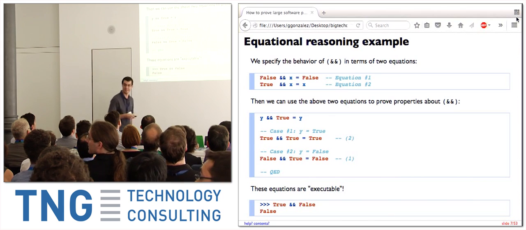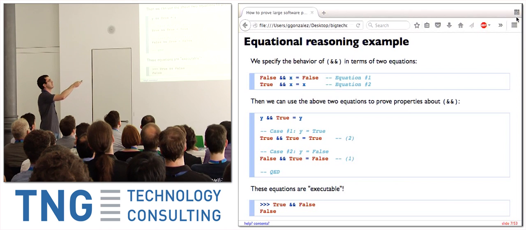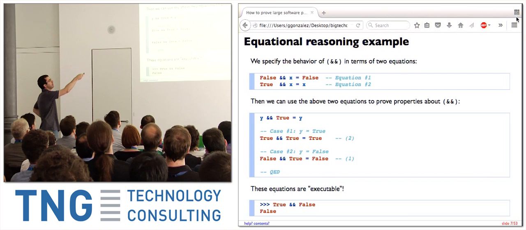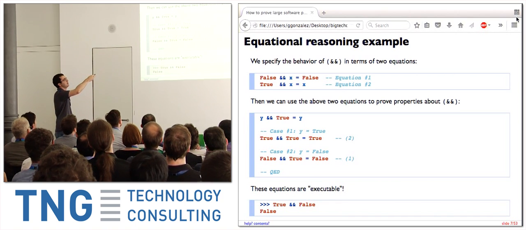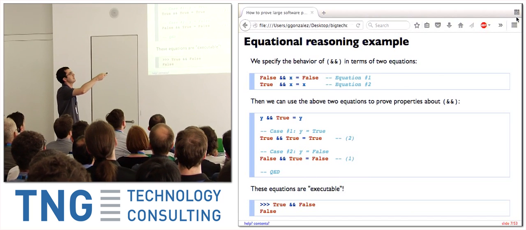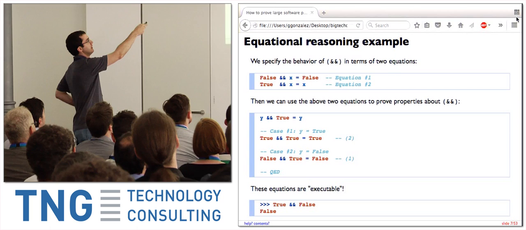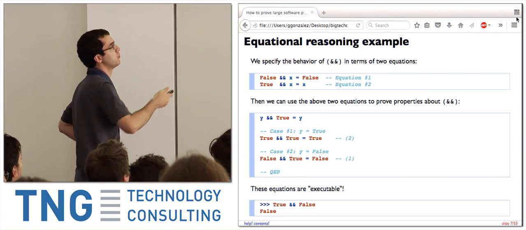Let me give you a very simple example of equational reasoning. Let's define the properties of the AND operator in terms of two equations. We'll say if I take false and AND it with any other value x, I'm going to get false. So that's equation number 1. If I take true and I AND it with any value x, I'm always going to get back x. So that's equation number 2. Now let's say I want to prove a third equation correct given these two assumptions. So I want to prove that y AND true always equals y.